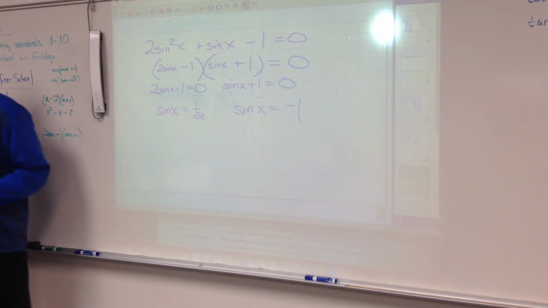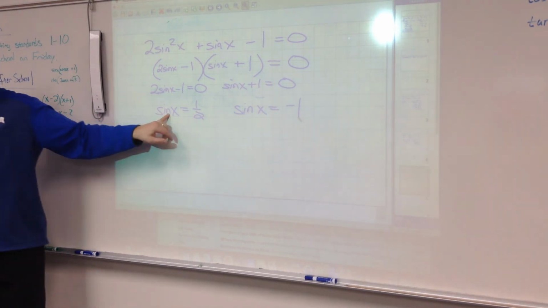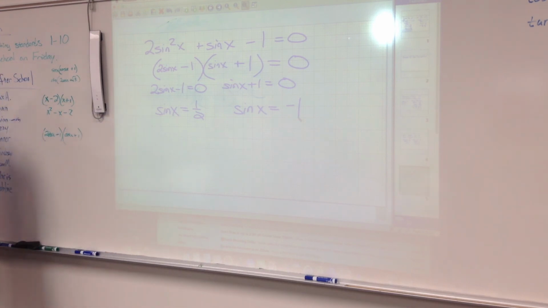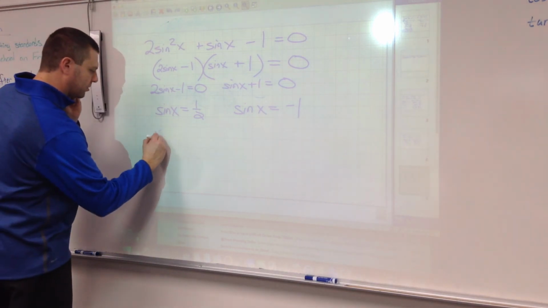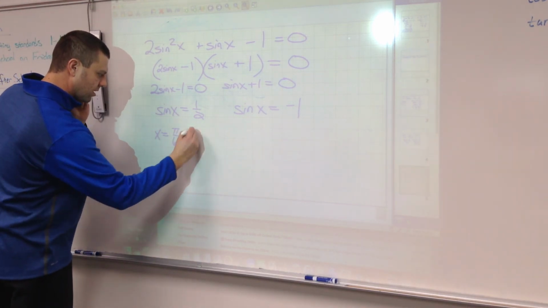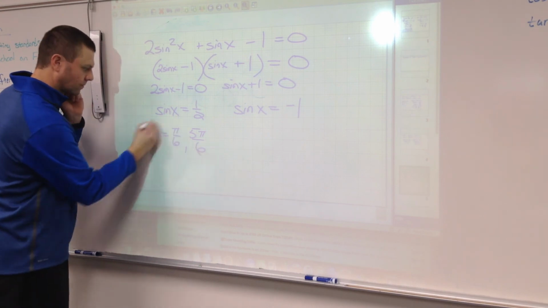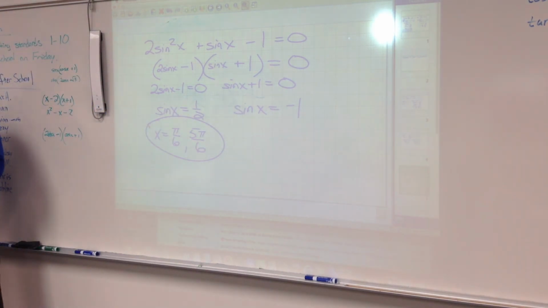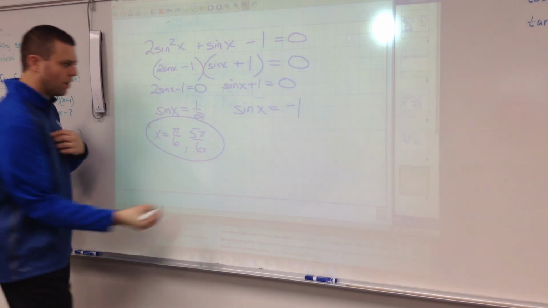Got a lot of 30-degree reference angles today. Sorry about that. Okay. Sine x equals 1/2. When does sine x equal 1/2? Pi over 6 and 5 pi over 6. When does sine x equal negative 1? 3 pi over 2. There's your 3 pi over 2, you bet.